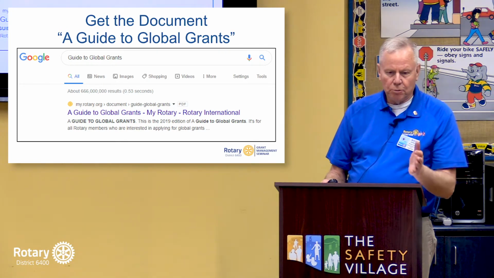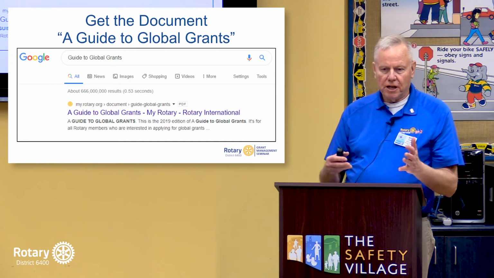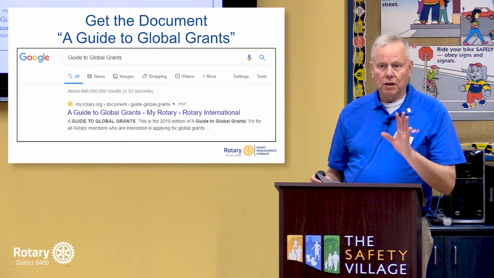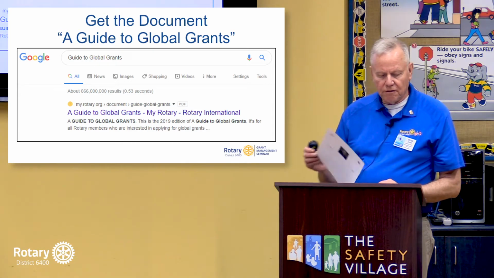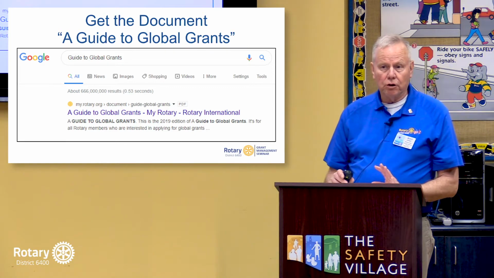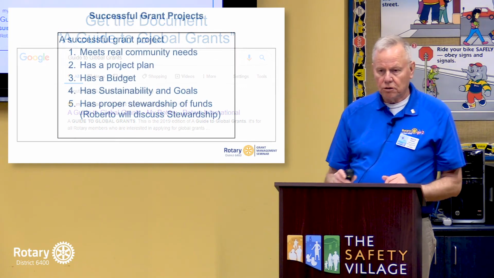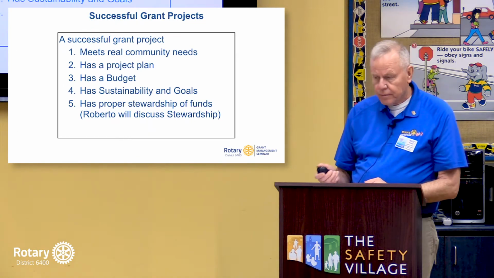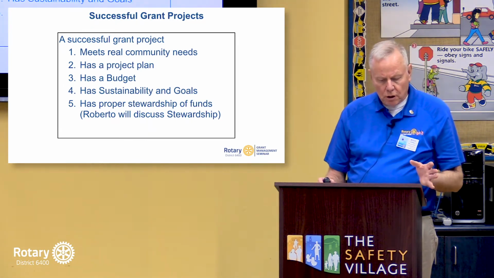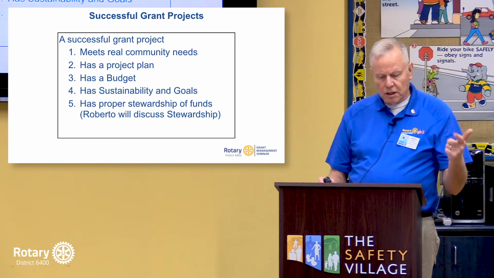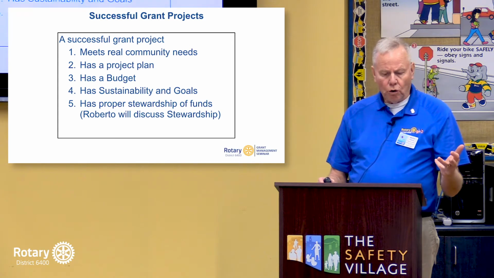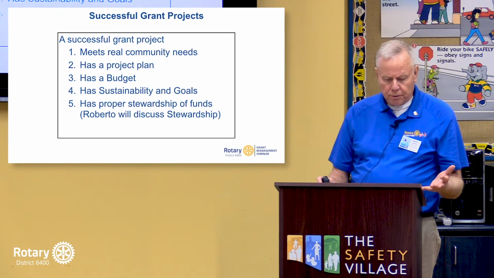That's why we don't have it in your book. It's right there. Just save it as a PDF or print it if you like. And it's a great document, and it lays out all the steps that you really need to follow to do a good job. And again, many of those things apply to both types of grants. A successful grant project has 5 key elements: meeting community needs, a plan for the project, a budget, goals, and stewardship.